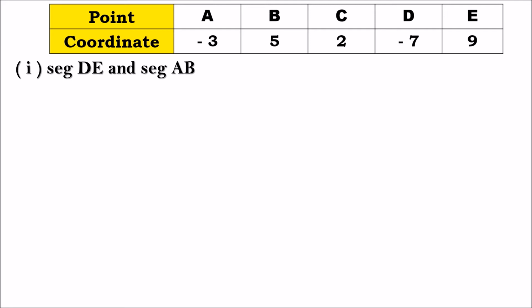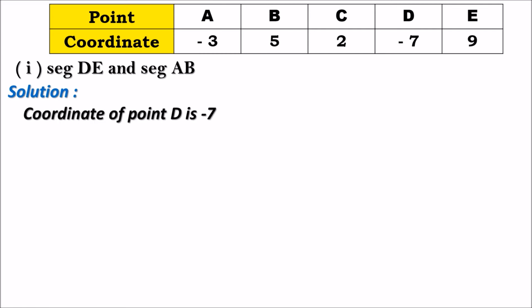So to check whether they are congruent or not, we will find the length of segment DE and the length of segment AB. If the lengths of both the segments are equal, then they are congruent, otherwise they are not congruent. So first we'll find the length of segment DE. Here the coordinate of point D is -7. You can see in this table the coordinate of D is -7. Coordinate of E is 9. Look at this table, the coordinate of E is 9.